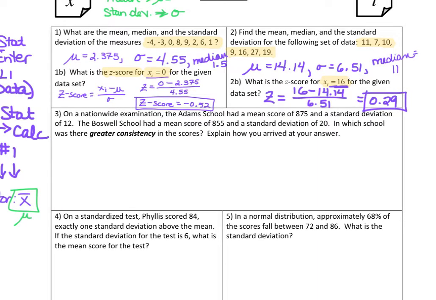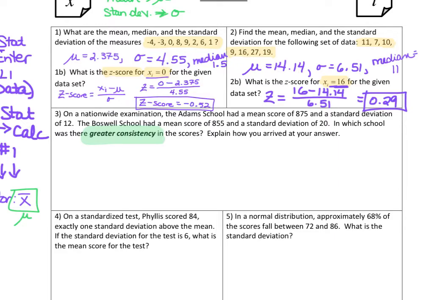Now, take a minute, pause the video, read this next problem. And the keywords really are the ones that I highlighted or I bolded here. Greater consistency in the scores, and the consistency really is about the standard deviation. And remember that standard deviation measures basically the average distance that each data element is from the mean. And so how far away is each thing from the mean? And so if the data is more spread out, then it's going to have less consistency.